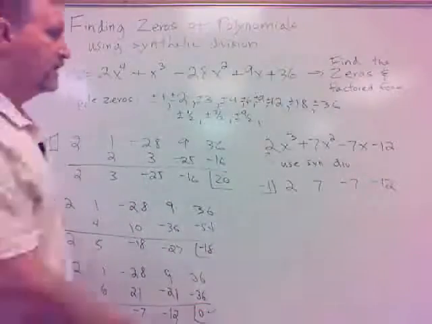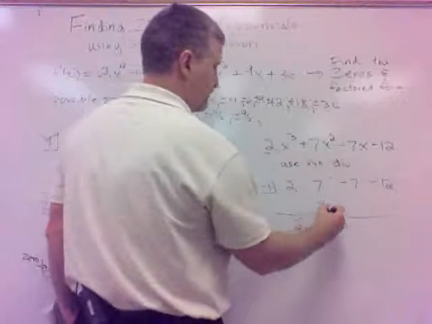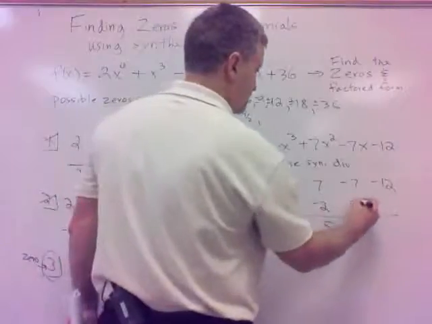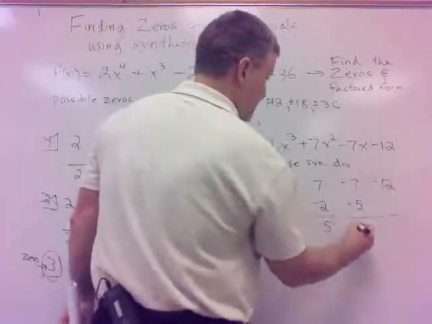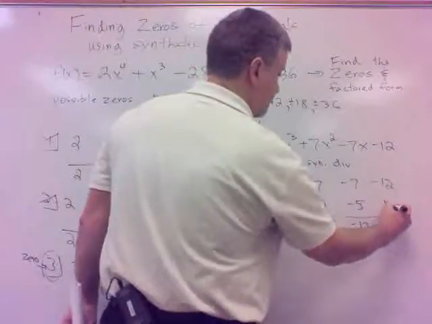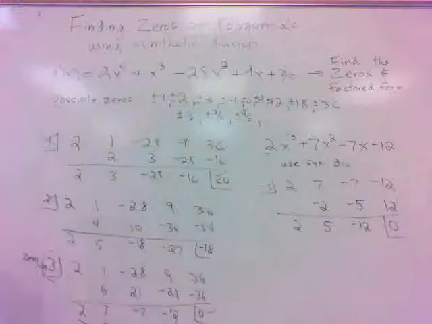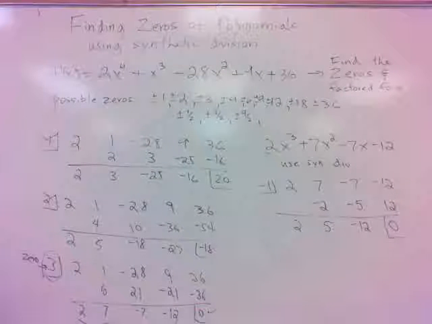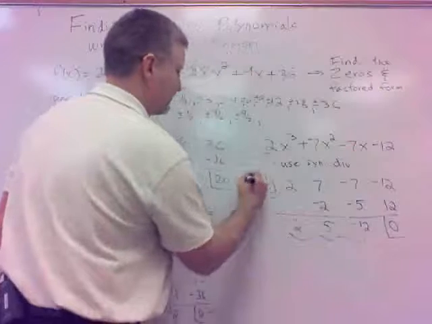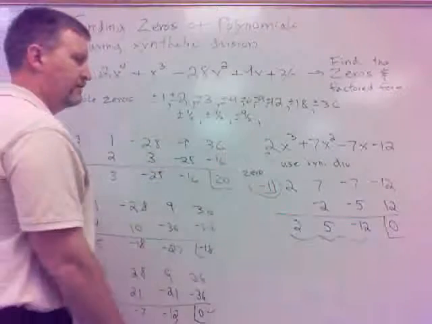Okay, so that's 2. 2 times negative 1 is negative 2. 5 minus 7 is 5. 5 times negative 1 is negative 5. Negative 7 minus 5 is negative 12. And negative 12 times negative 1 is positive 12. Negative 12 plus positive 12, hey, good deal. So now we've got another 0. We've got a 0 now of negative 1.